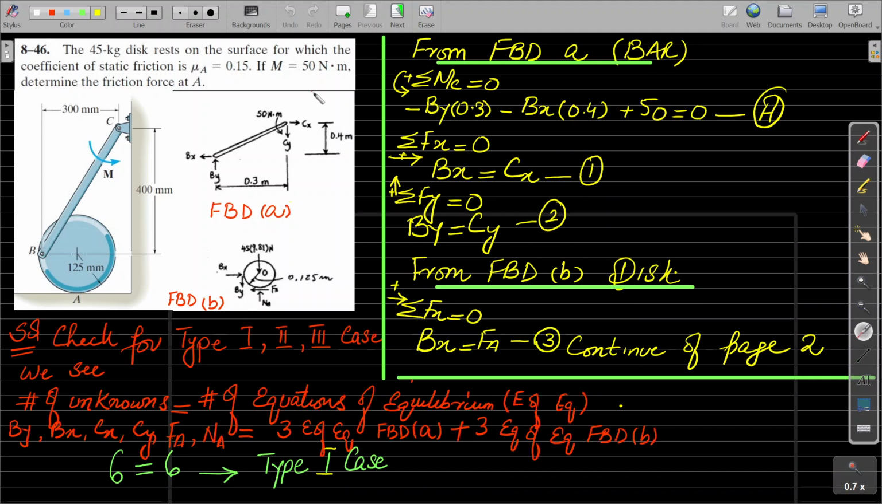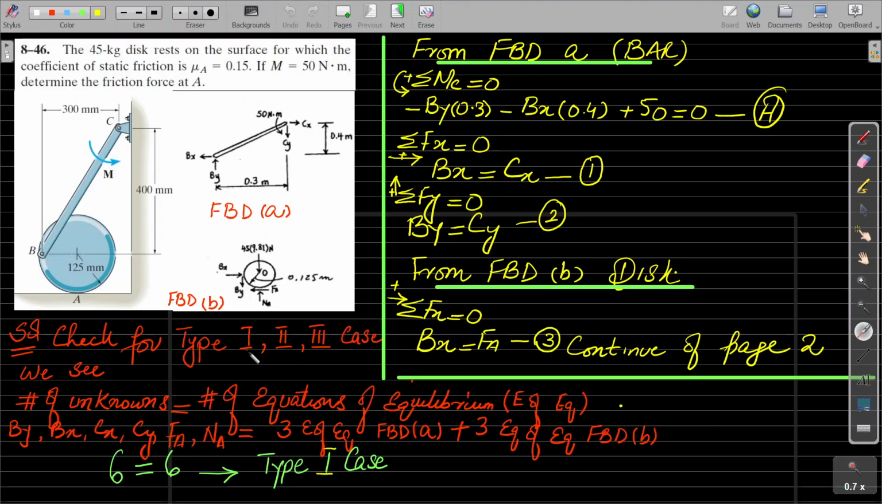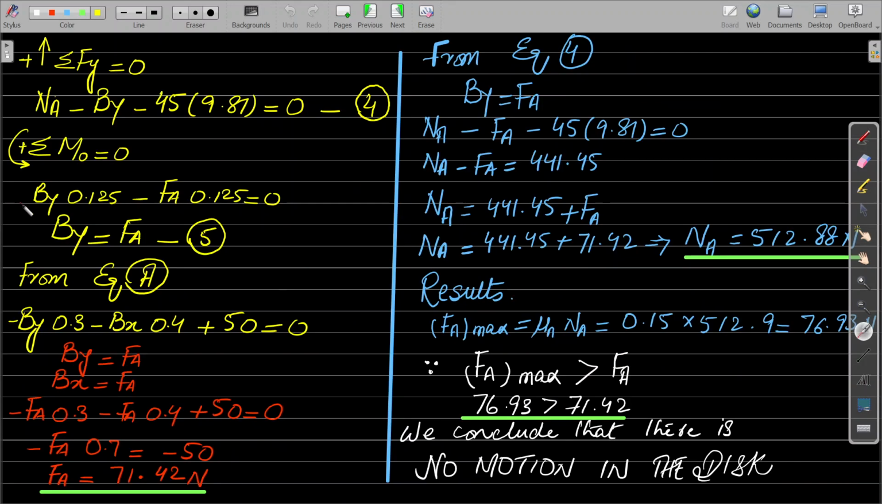So as they have explained, By into 0.125 minus Fa into 0.125. This is By into 0.125, and this Fa, its radius will be Fa into 0.125. As explained here, we calculated it, and the movement is taking anti-clockwise. So we get another equation as By is equals to Fa.